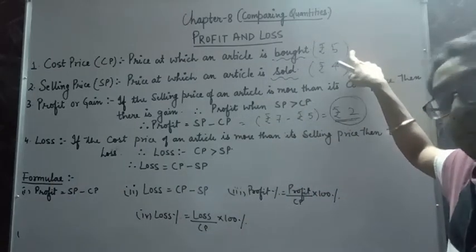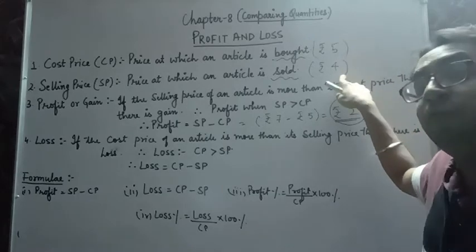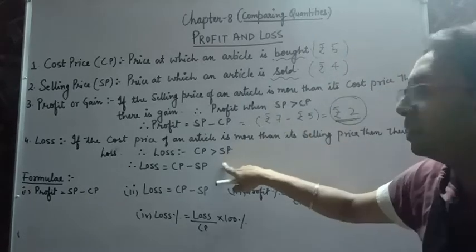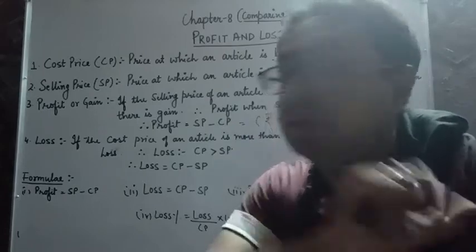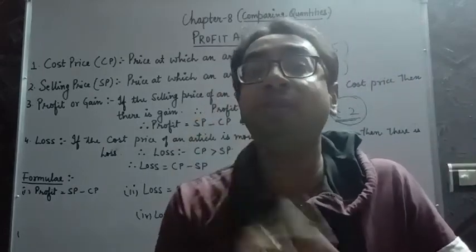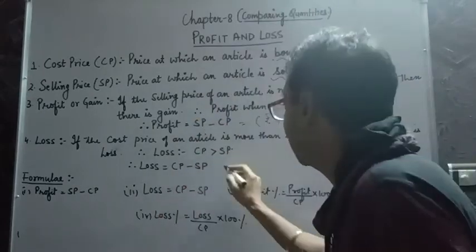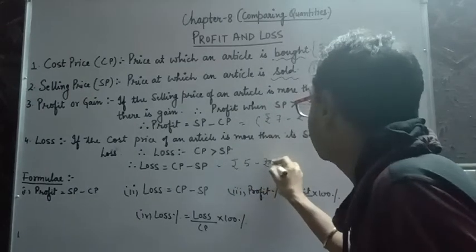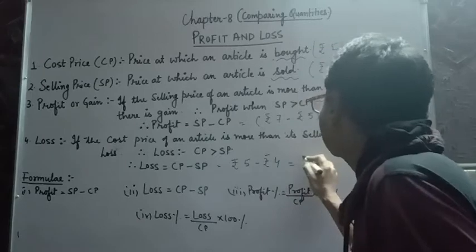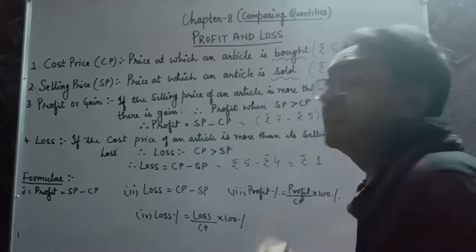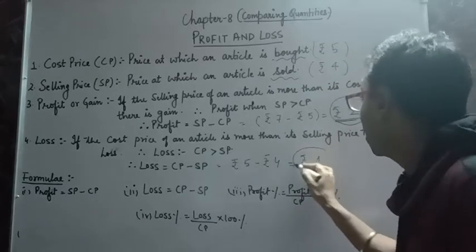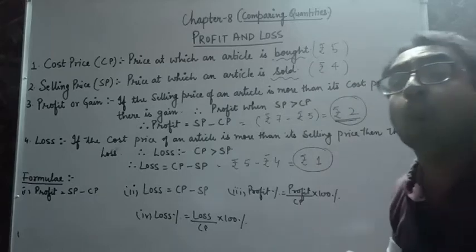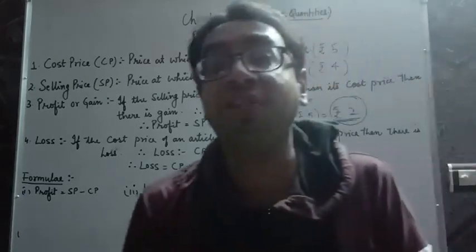You bought it for 5 rupees, but you sold it to your clever friend for rupees 4. What happened? You made a loss of 1 rupee. This is what loss is. So, can I write that rupees 5 you bought, but you sold for rupees 4? Hence, what is the amount that you lost? That is rupees 1. Hence, you lost 1 rupee on that transaction.